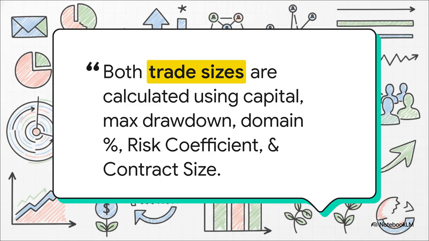Well, the documentation gives us a very specific answer, and I'm going to read this directly because it's important. Quote: both trade sizes are calculated using the hypothetical capital, the investor's maximum allowed drawdown, the third triangle domain percentage, the risk coefficient, and the contract size.